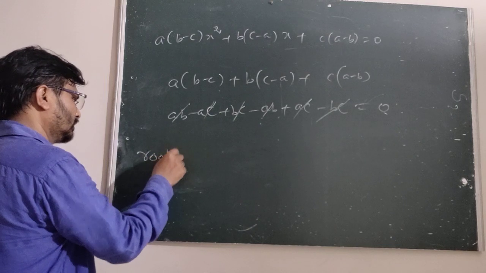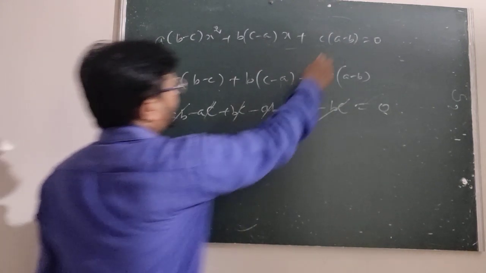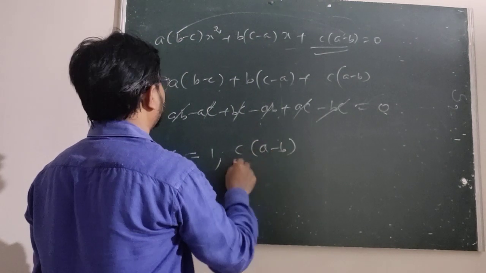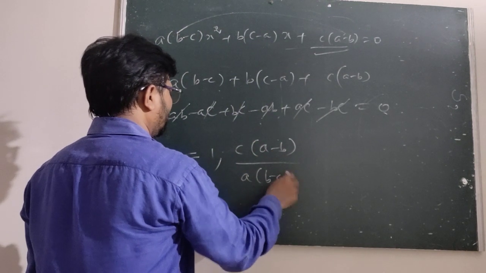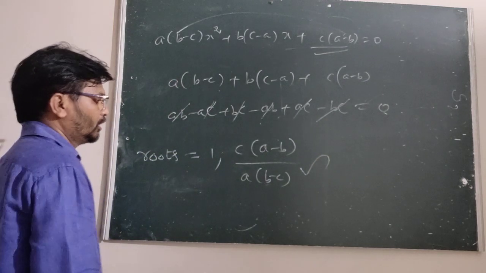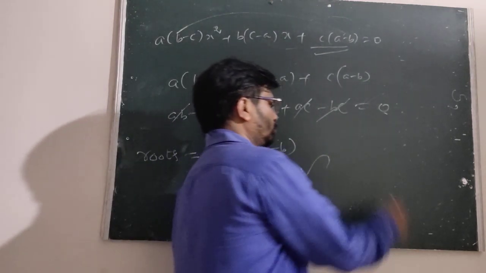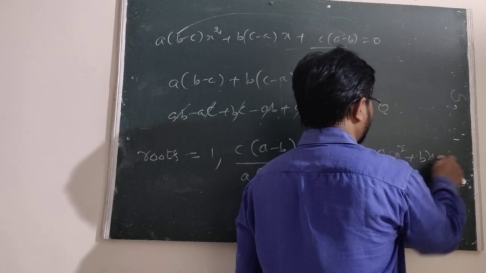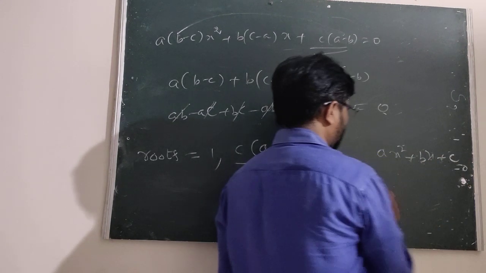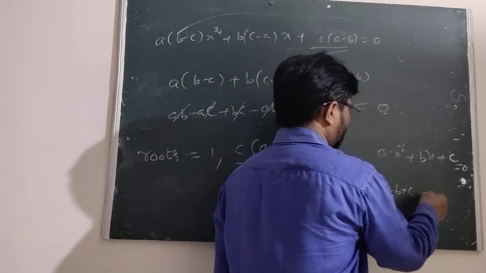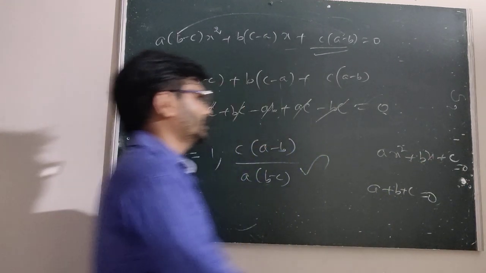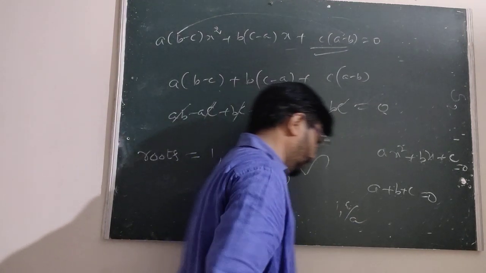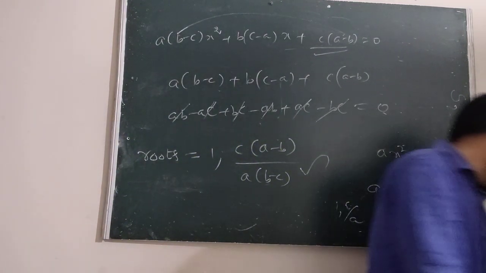We know that the roots are 1 comma c by a. C by a means c into a minus b by a into b minus c. This is the method to find the roots when the sum of the coefficients of ax square plus bx plus c is 0, then the roots are 1 comma c by a.